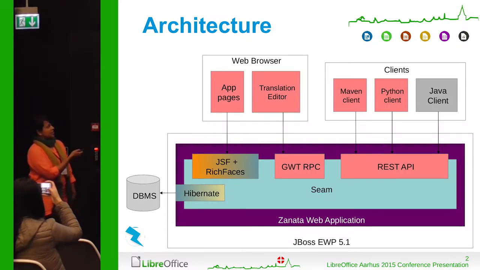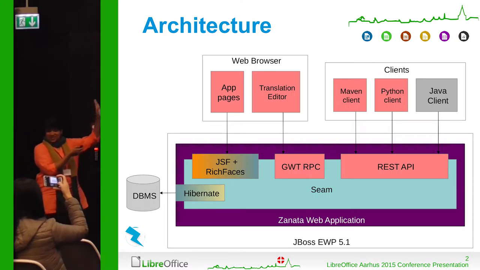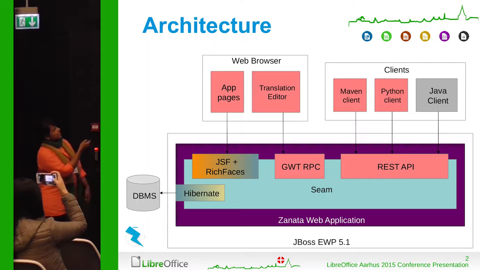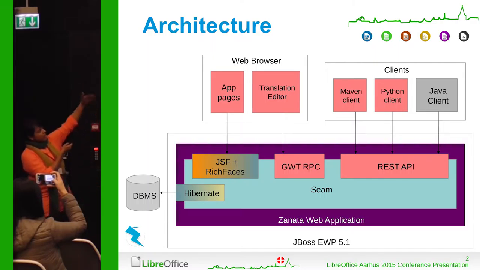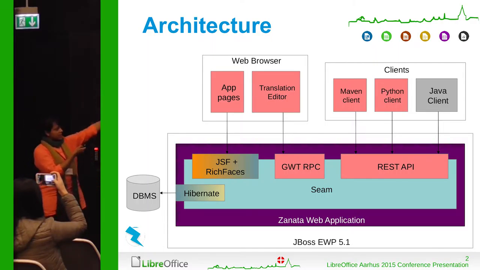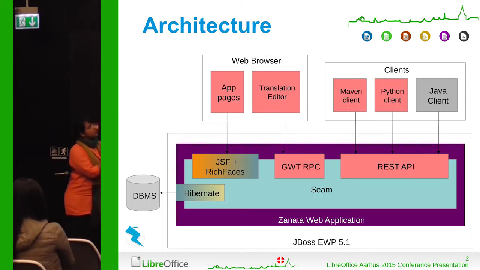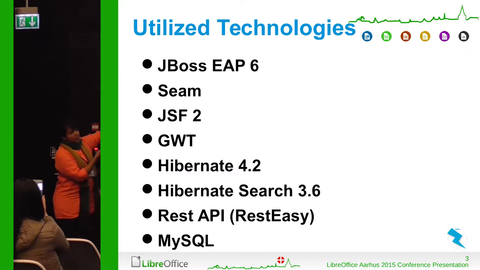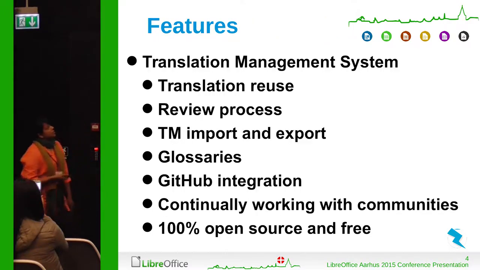This is the architecture, just to give an idea. It's web browser clients interacting with Zanata. Zanata is developed on JBoss, and these are the utilized technologies. And okay, the features.